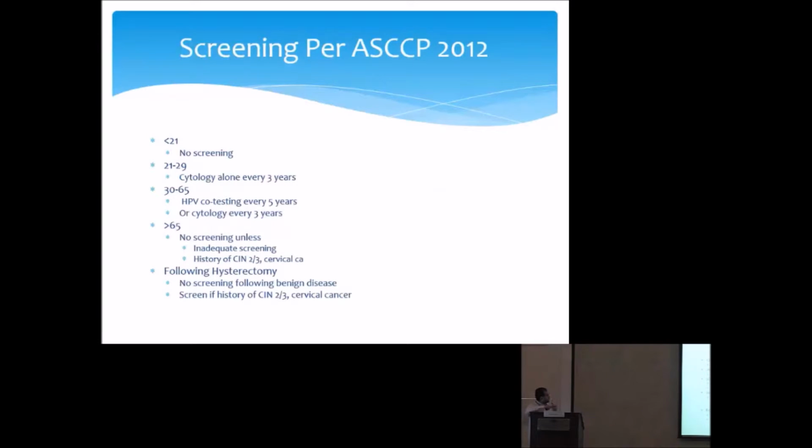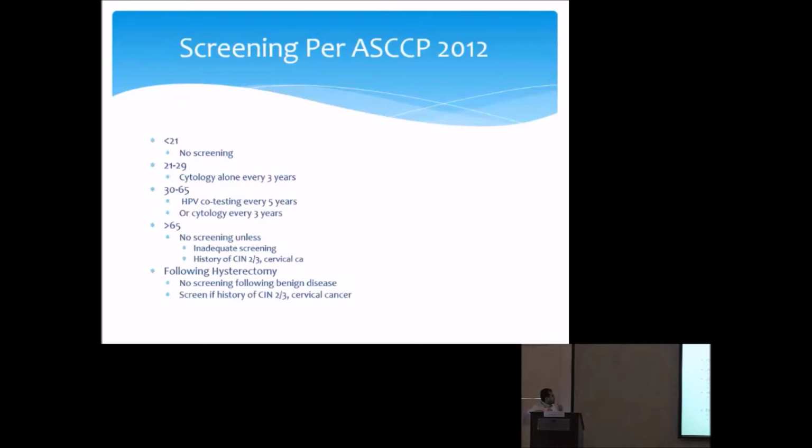There are many guidelines, but they're almost all the same, with only slight differences between them. So I'm using here the ASCCP guidelines from 2012. All women who are under the age of 21 should not be screened. Simply, the incidence of cervical cancer in that group is extremely low, and you would do more harm than good to detect one cancer. Then they divided the next group, 21 to 29.